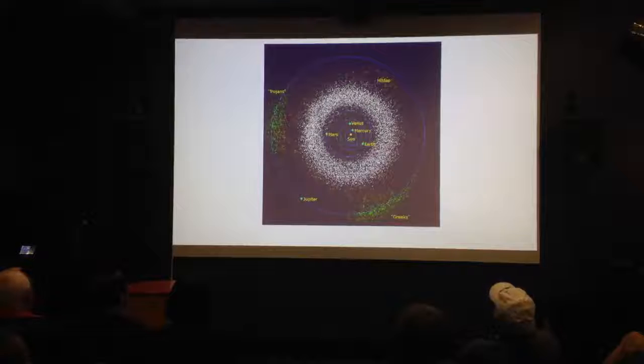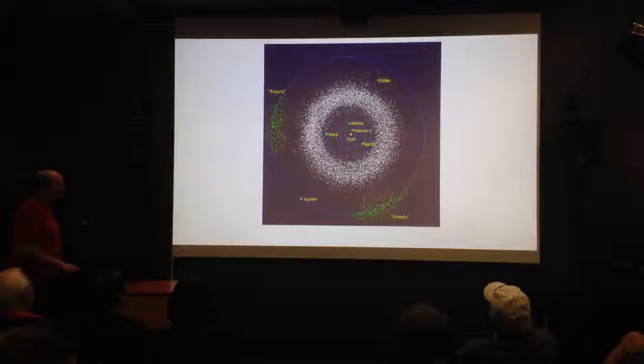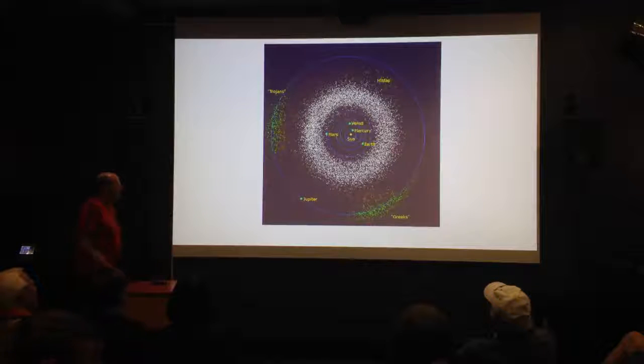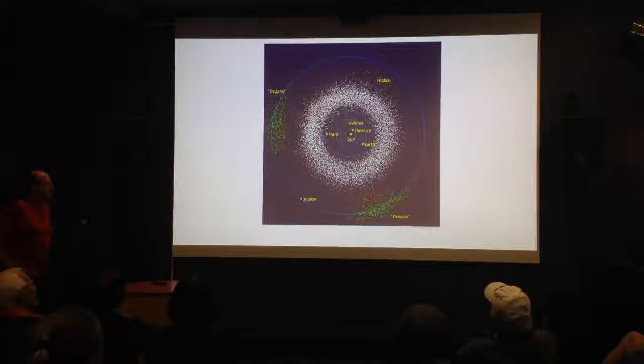Right. Okay, now we're getting something that's a bit more realistic, and we're going to be talking about the acceleration. So this is looking down from the North Pole of the solar system. You can see the planets there, I hope. And the white dots are the asteroid belt. So the green dots are called the Greeks or the Trojans.